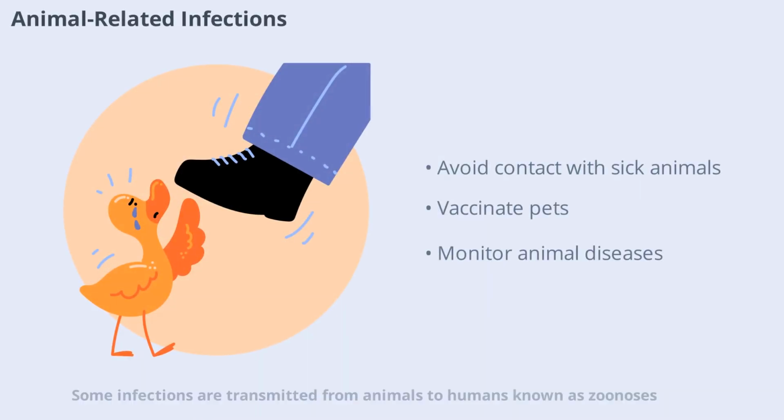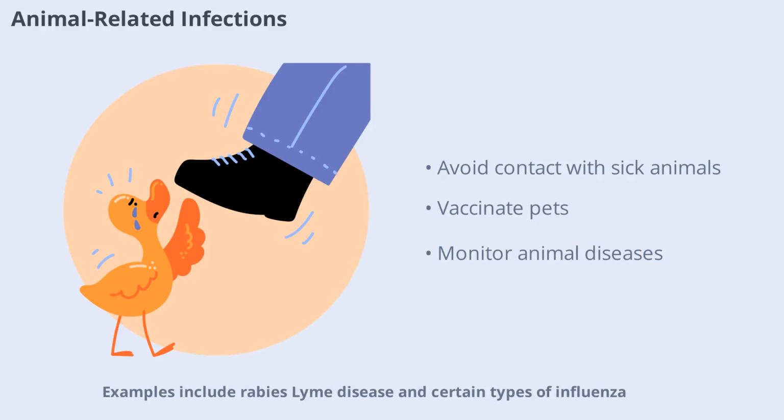Some infections are transmitted from animals to humans, known as zoonoses. Examples include rabies, Lyme disease, and certain types of influenza. Preventing these infections involves avoiding contact with sick animals, using protective measures, and vaccinating pets. Public health efforts also focus on monitoring and controlling animal-borne diseases to protect human health.